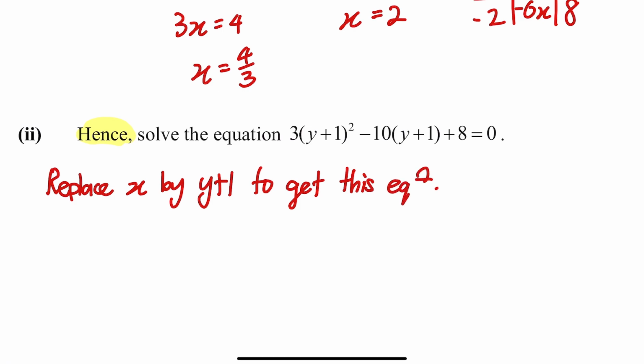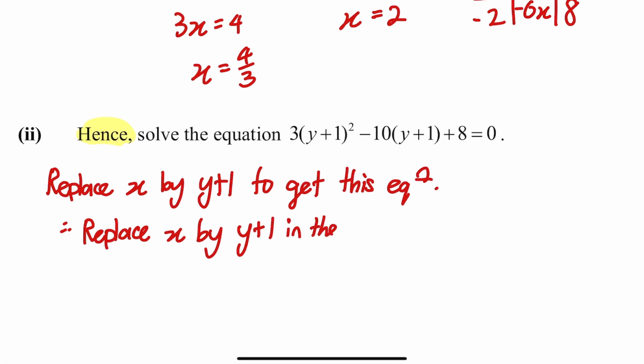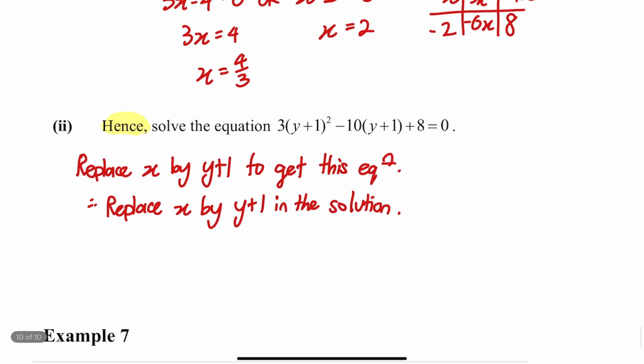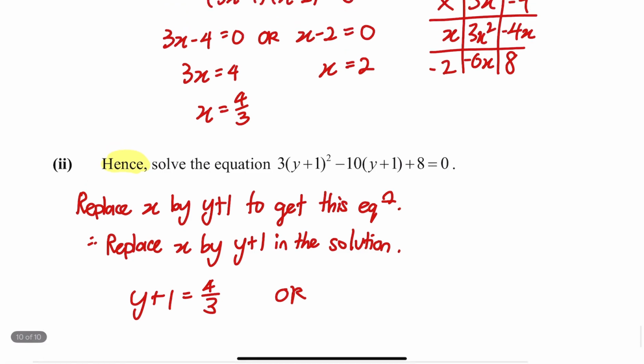So therefore, to solve this equation, replace x by y plus 1 in the solution. I know that for the original equation, the solution is x equals 4 over 3 and x equals 2. Now instead of x, all my x turn into y plus 1. So therefore, very simple, your answer here will be, instead of x, I'll replace this x by y plus 1, is equal to 4 over 3, or the other solution, x equals 2.